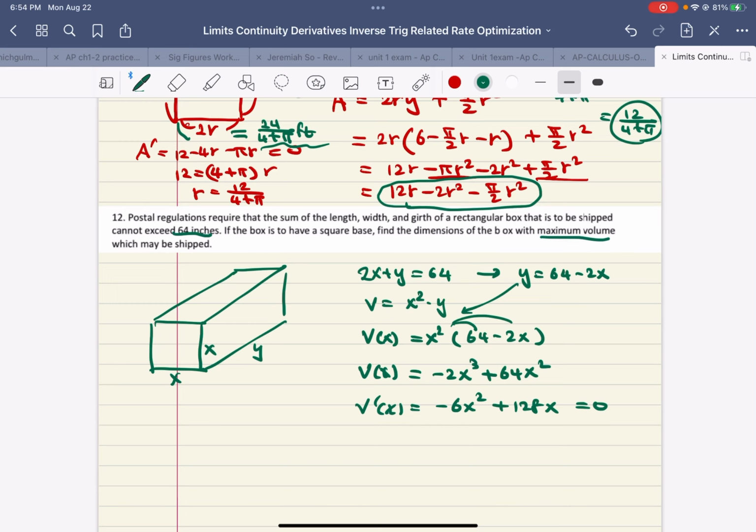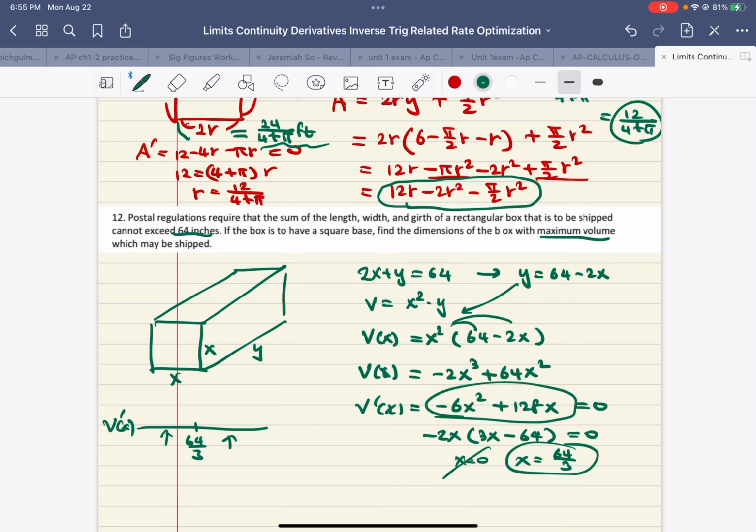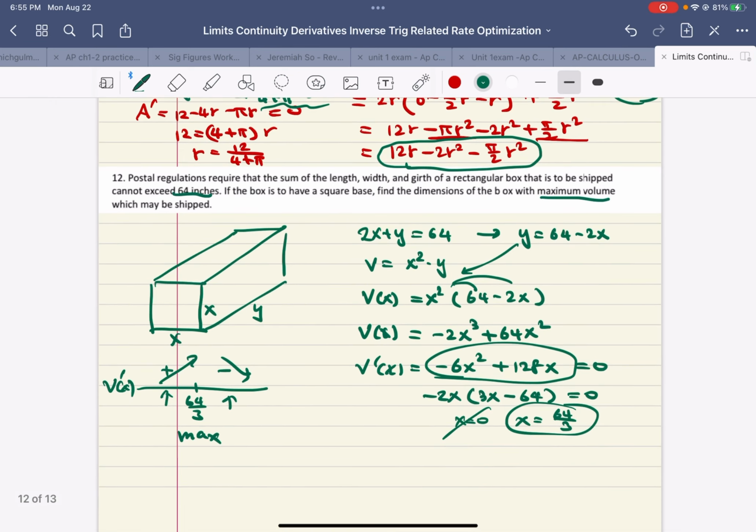So from there, you take out negative 2x. So then 3x minus 64 equal 0. So x is 0, that doesn't make sense. x is 64 over 3. So that's the value you're looking for. Now, to justify your answer is a maximum, so then also V prime of x, you can do 64 over 3. And you pick some number here, and then you plug it in. Then you will get positive, negative, so going up, going down, so max. Okay, that's your justification.